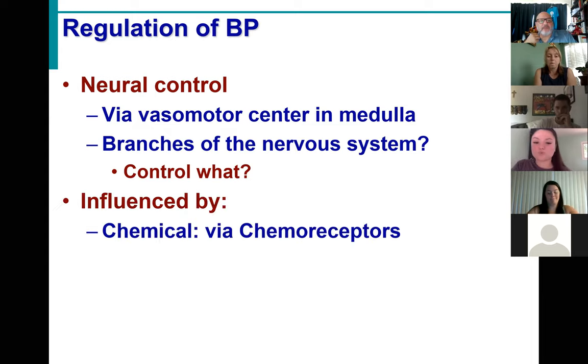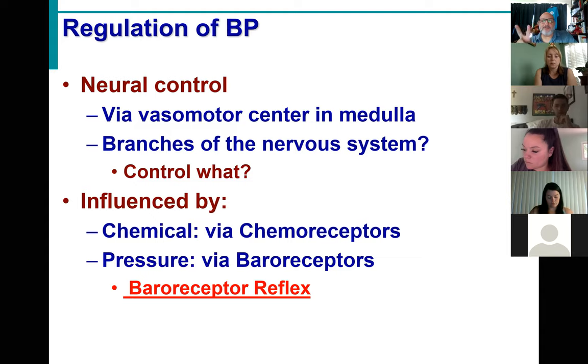Okay. Perfect. All right. But remember, neural control is not the only thing that is going to be able to influence it. And to influence it, we have to have, again, that homeostatic process that we talked about, that homeostatic negative feedback and positive feedback loop. And for that, we need components. We need receptors that receive the information and send the information to the command center. And there are two primary types of receptors, more specifically, that receive the information that allow us to regulate blood pressure.